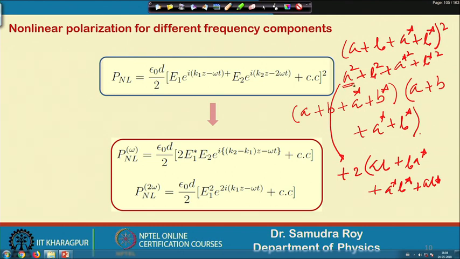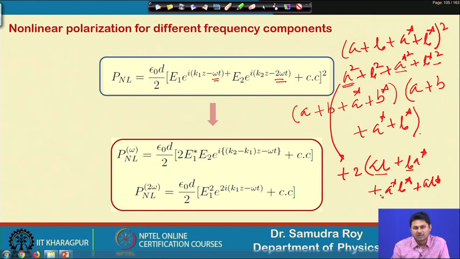So, A square term has a frequency of 2 omega because this is omega. B square term will have a frequency component of 4 omega because it is square of that. A star square has a frequency component of minus 2 omega, this is minus 4 omega, but when the cross terms are there, then there is a possibility that we will have some terms which have a frequency component omega.